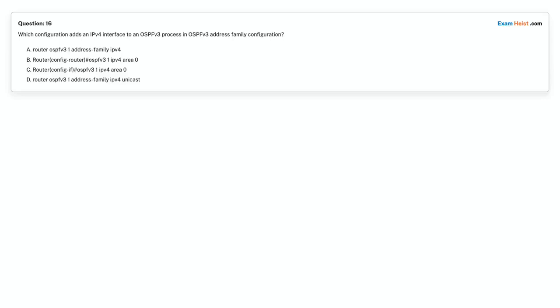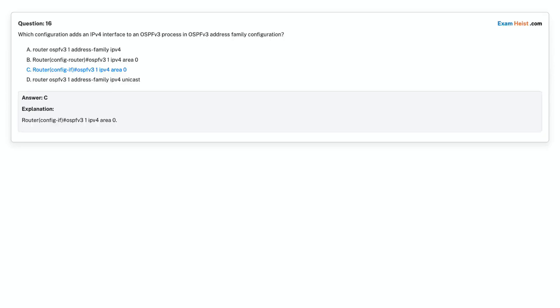Choose the correct answer. Correct answer is option C. Router(config-if)# ospfv3 1 ipv4 area 0.